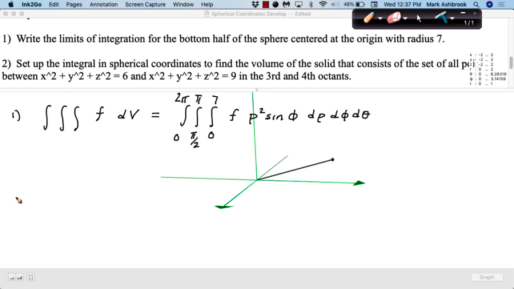Number 2, go. So I want a triple integral that gives the volume of that thing described. While you're working on it, I'll try to sketch it, okay?